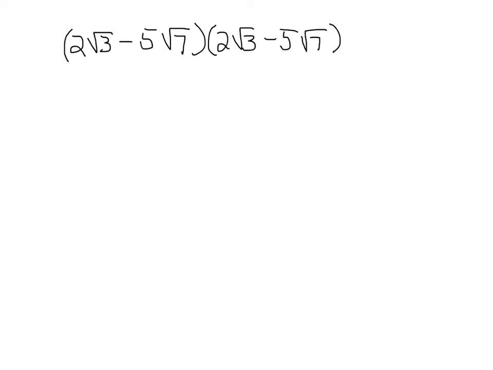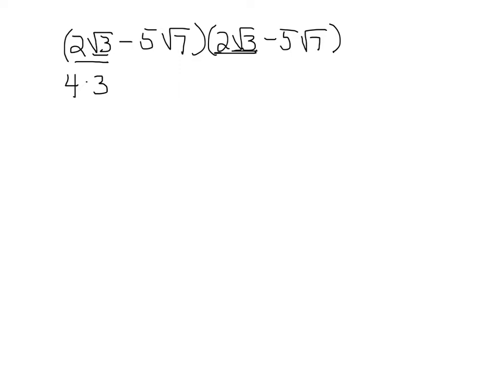Here's a little bit harder one, 2 root 3, because they have coefficients, minus 5 root 7 squared, which means I'm going to say 2 root 3 minus 5 root 7. So the only reason this is harder is just the computation is a little bit harder. 2 root 3 times 2 root 3, we do this just like we were doing variables. We multiply the coefficients, that gives us 4, and then we multiply the radicals, and root 3 times root 3, as you all know, is 3.